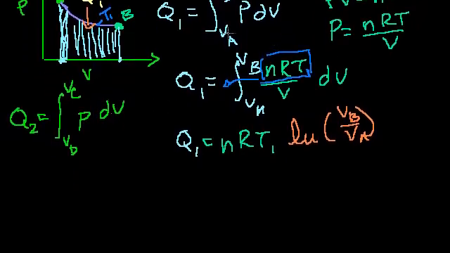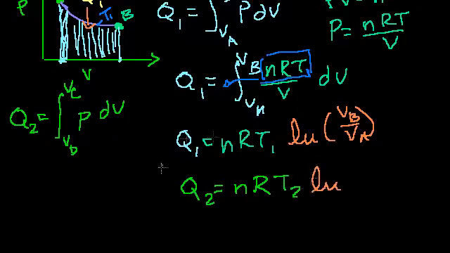And we do the exact same math there. You get Q2 is equal to nR. This time the temperature is T2. We're on a T2 reservoir. Times the natural log. And this time, what's it going to be? Times the natural log of, instead of VB over VA, it's going to be VC divided by VD. VC divided by VD.